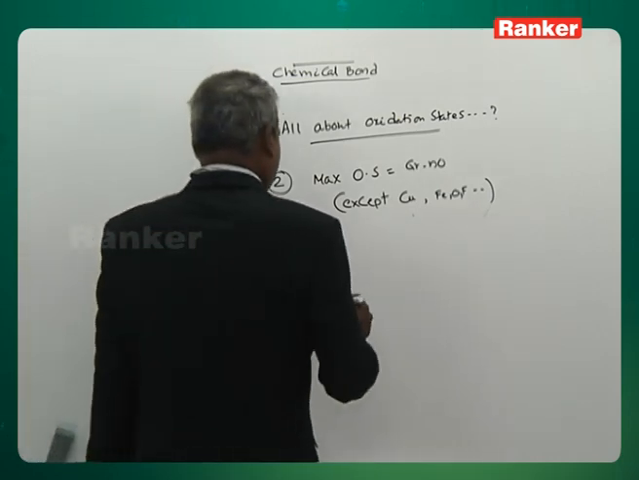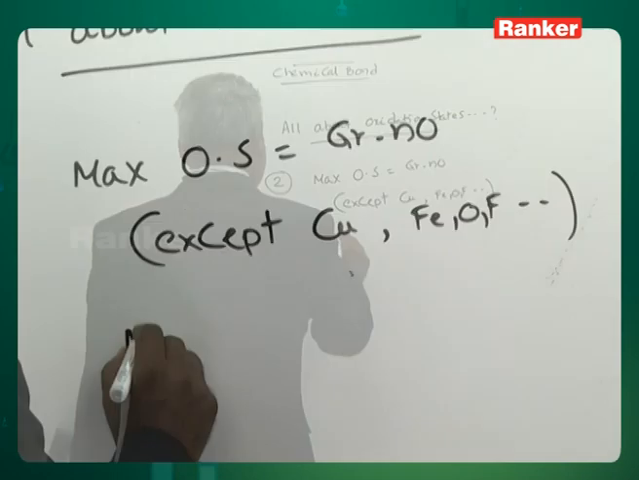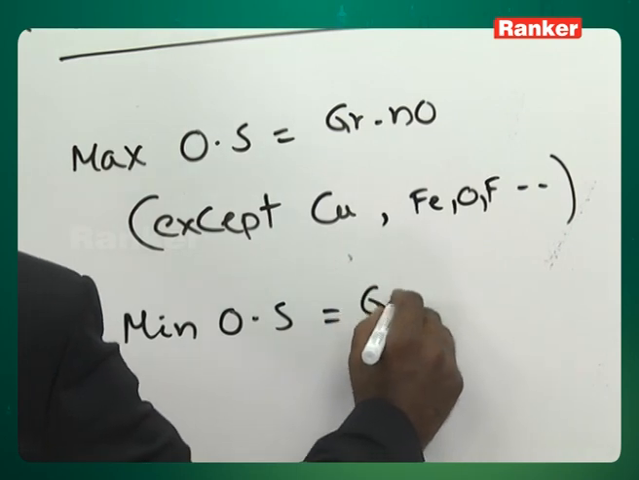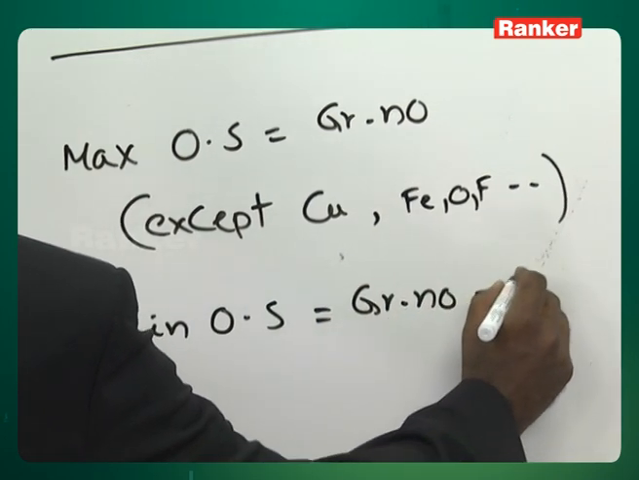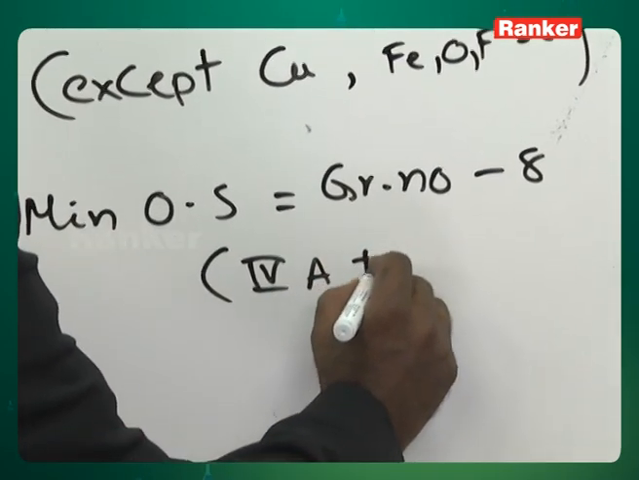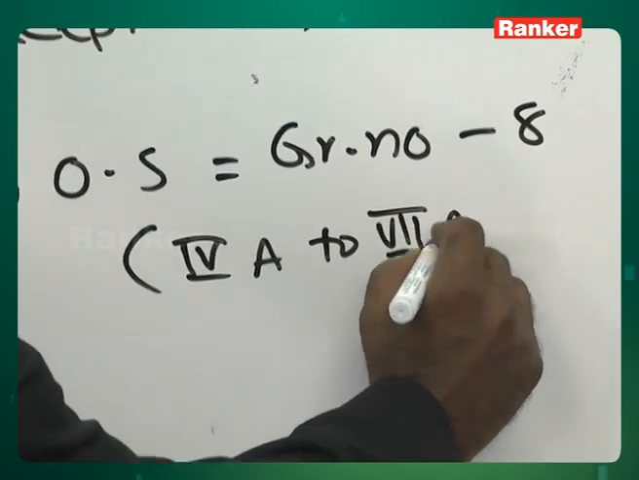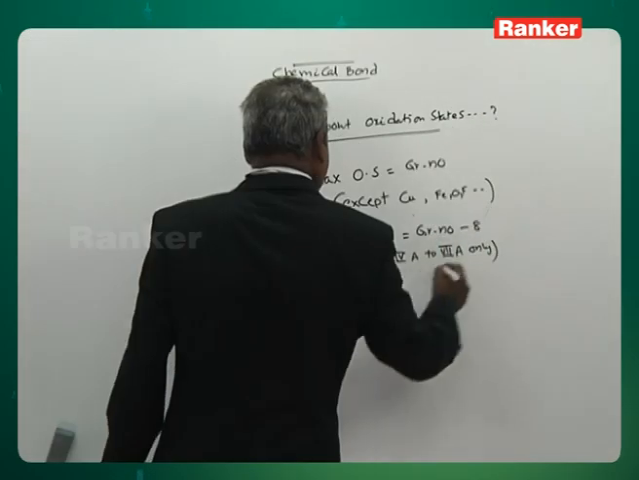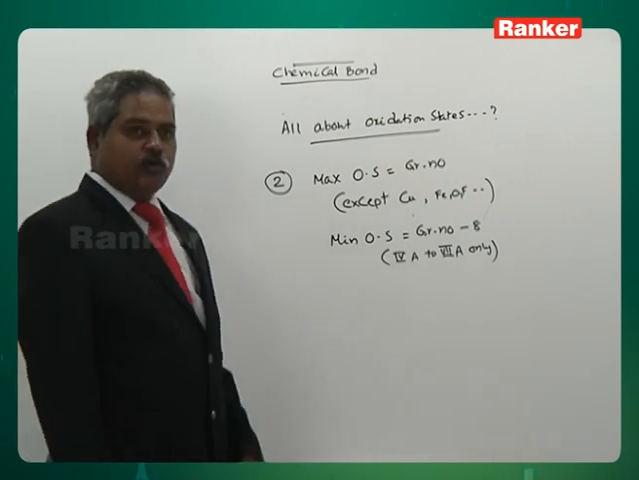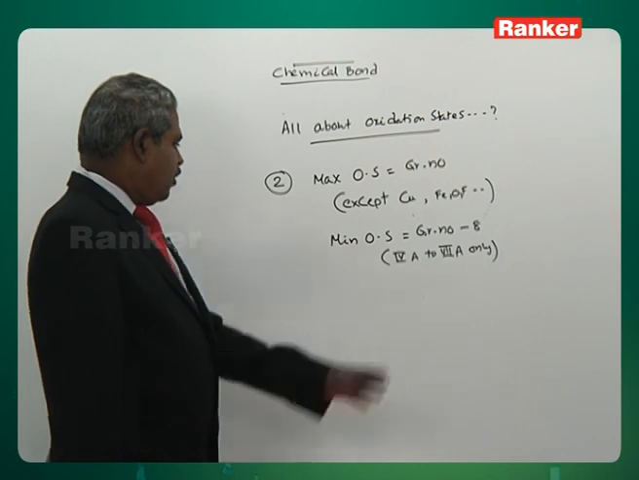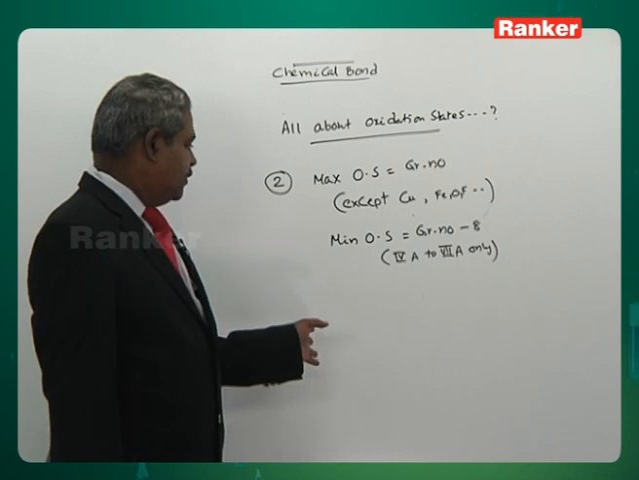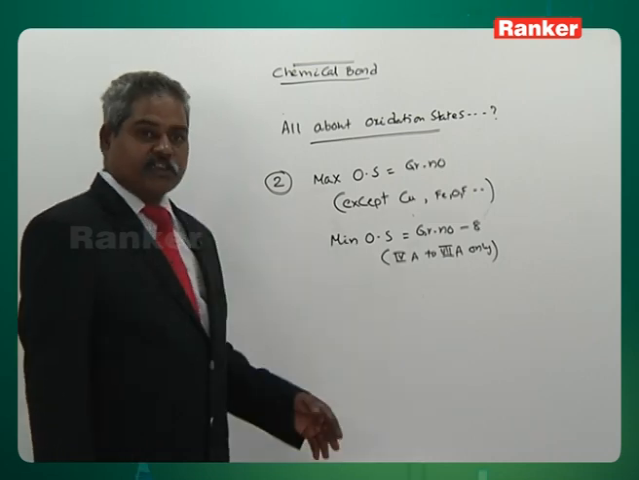Now, the minimum oxidation state is equal to group number minus 8. This is for 4A to 7A groups only, that is from the carbon group to the fluorine group: 4th group, 5th group, 6th group, 7th group. What about all other groups? You have the first group, the second group, and the D block with 10 groups. What about their minimum oxidation state?